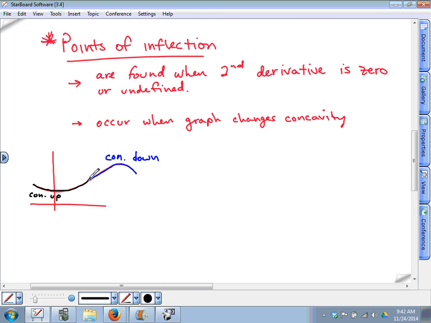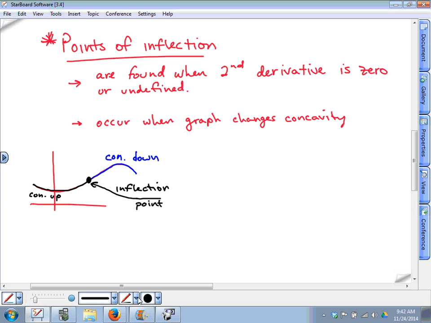So, you guys, right here, where it switches from concave up to concave down, what do we call that? That's an inflection point right there. That's an inflection point or a point of inflection, but a point of inflection occurs when the graph switches from concave up to concave down, or concave down to concave up. When it switches concavity, you have a point of inflection. When do they occur? It's when the second derivative is equal to 0, or when it's undefined. Okay? Be careful.